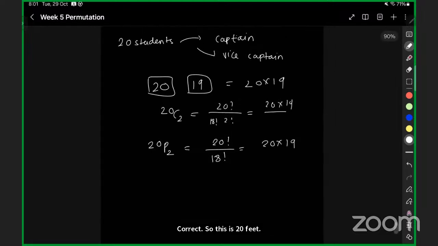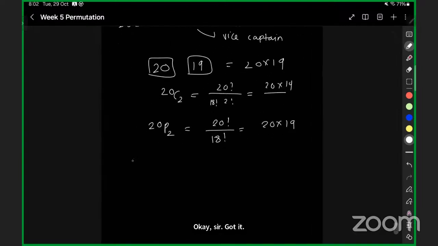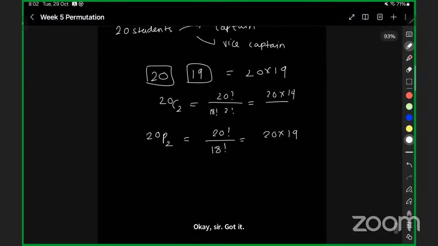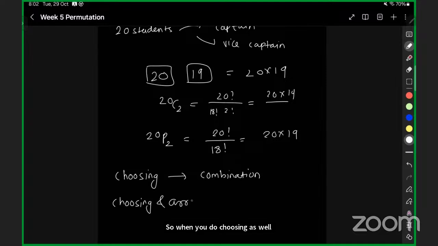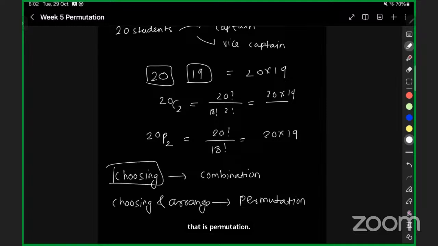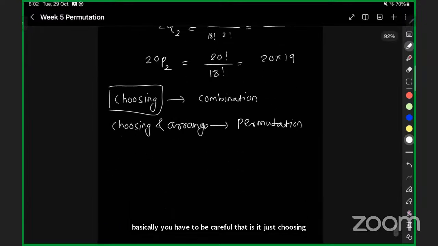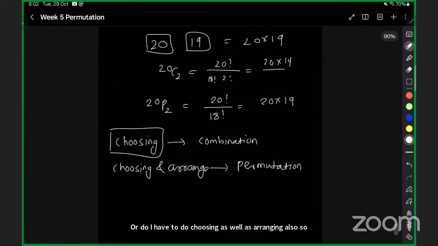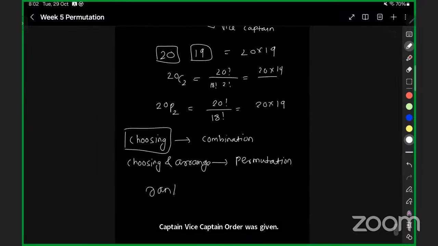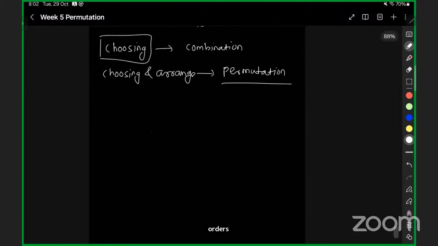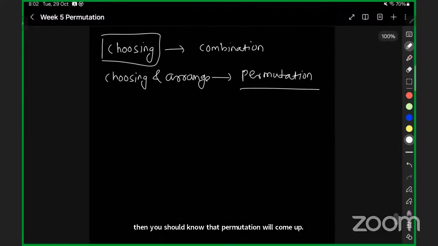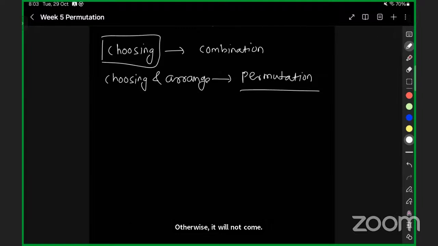Okay, sir, got it. Sir, how do we find whether it is a permutation or a combination? Generally when there is just choosing, that is combination. When you do choosing as well as arranging, that is permutation. So you have to be careful whether it is just choosing or choosing as well as arranging. Arrangement will happen when some order is given, right? So here captain and vice captain order was given, or rank is there where ordering can happen. Whenever we talk about orders, you should know that permutation will come up, otherwise it will not.